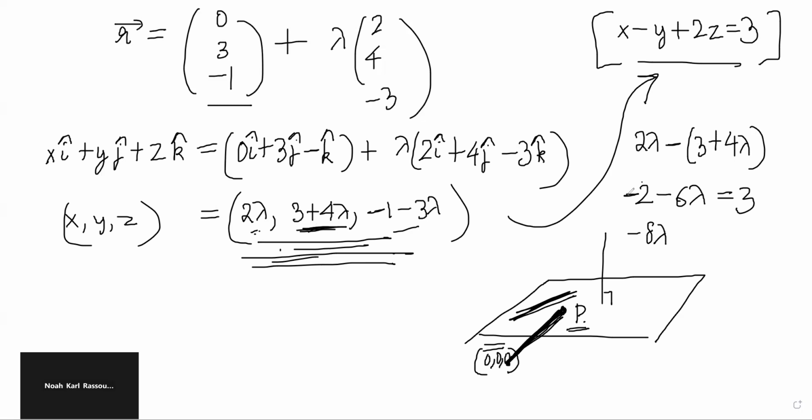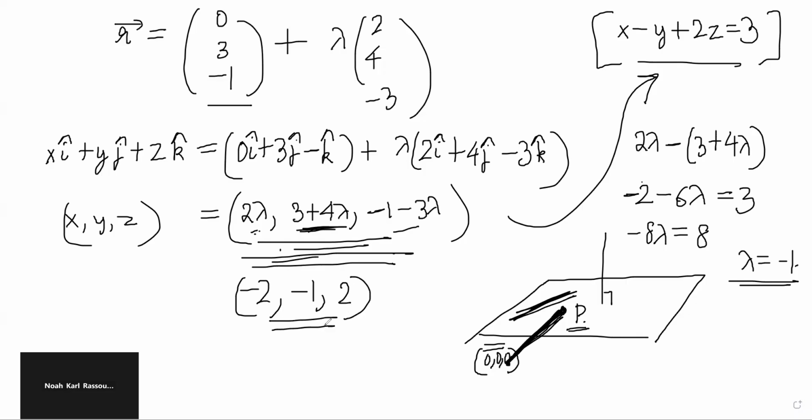And this side is minus 3 minus 2, so minus 5. And this goes on the other side becomes an 8. So lambda is minus 1, right? So the point is becoming minus 2, minus 1 and plus 3, so plus 2, right? So this is the particular point on the plane at which the line cuts the plane, right?